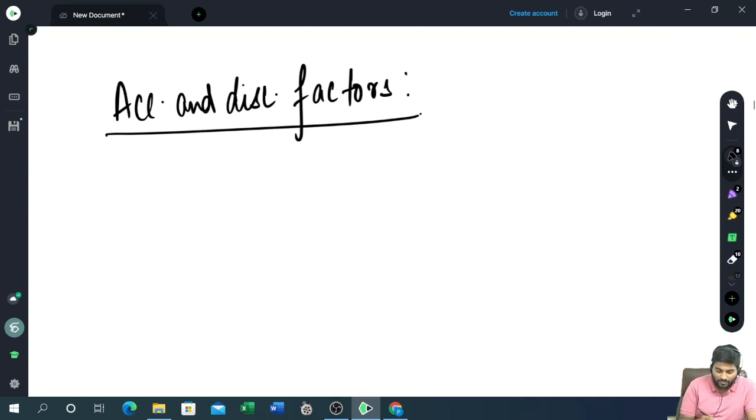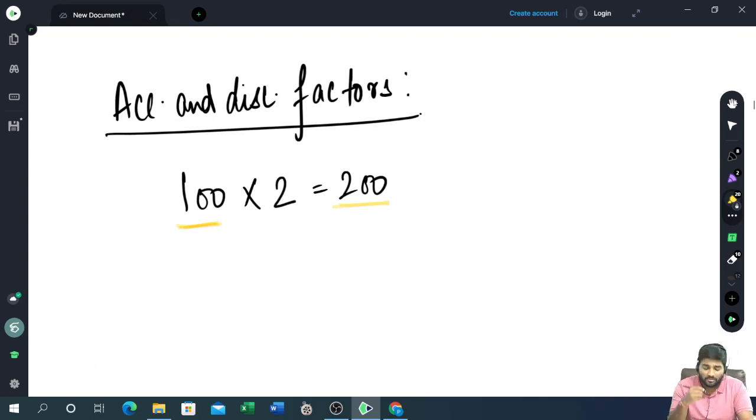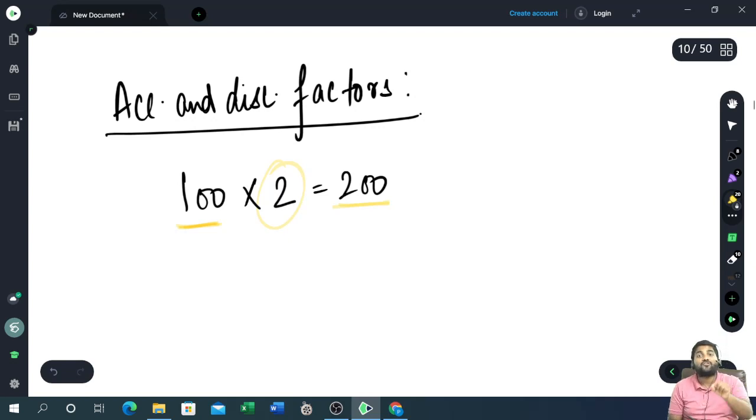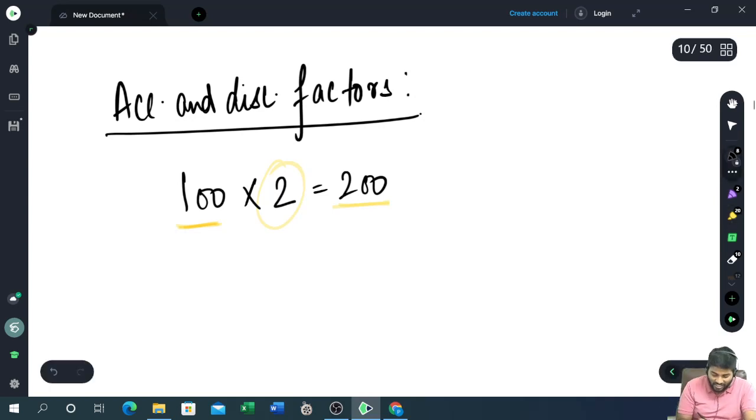Okay, so listen to me. 100 when multiplied by 2 becomes 200. So I invested 100 today, and after 5 years it became 200. Matlab, it doubled in 5 years. So how many times has my fund grown? 2 times. So this is the accumulation factor. Accumulation factor means how many times my fund has grown. Okay? The notation is A 0 to N. Please write it down.